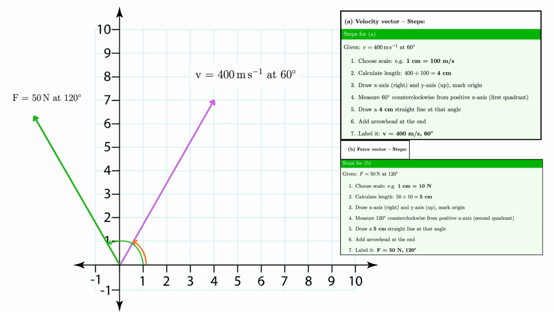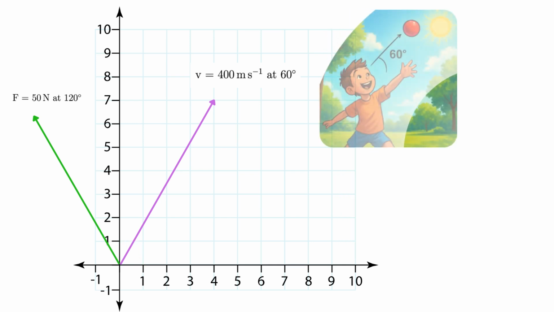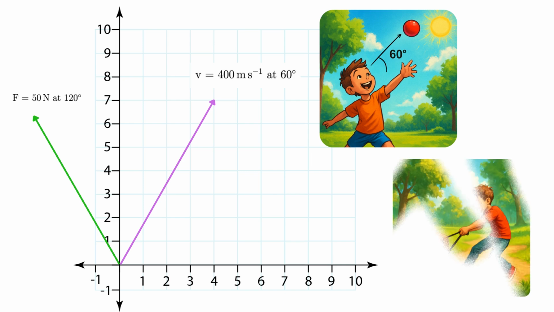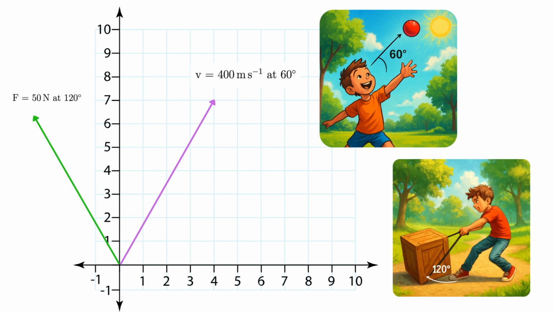Easy, right? The 60-degree one points up right, while 120 degrees points up left. Think of it like this. Velocity at 60 degrees is like a ball thrown at an angle, mostly forward but a bit up. Force at 120 degrees could be like pulling something backward and up. Vectors help us visualize forces and motions in real scenarios.